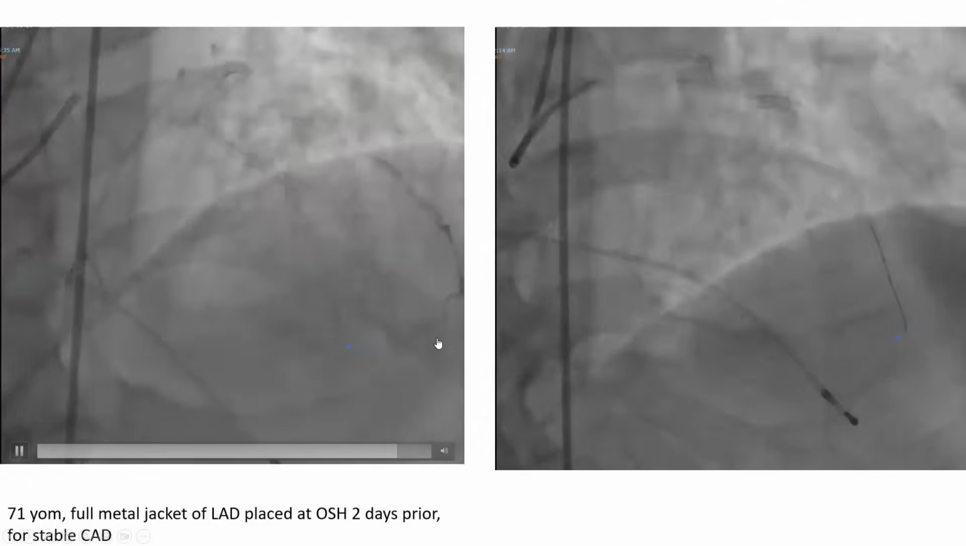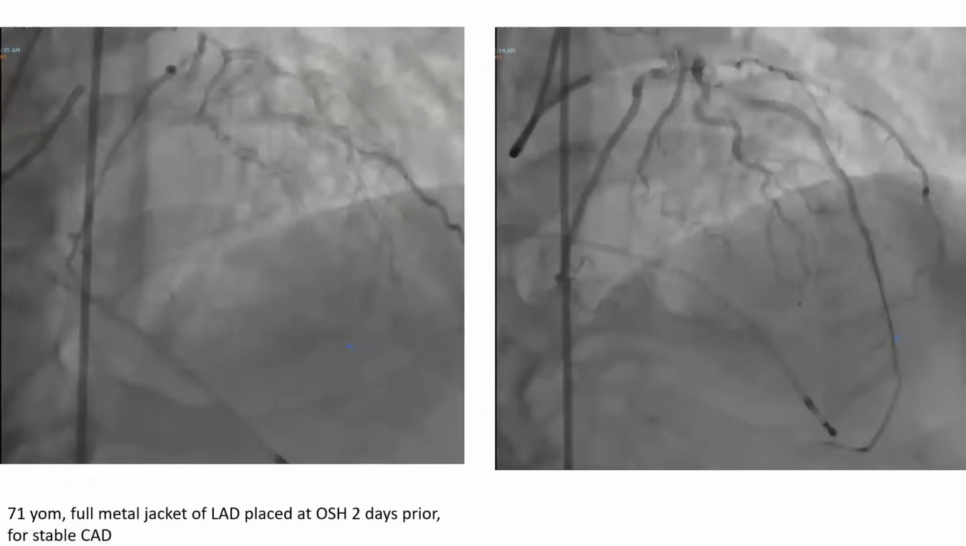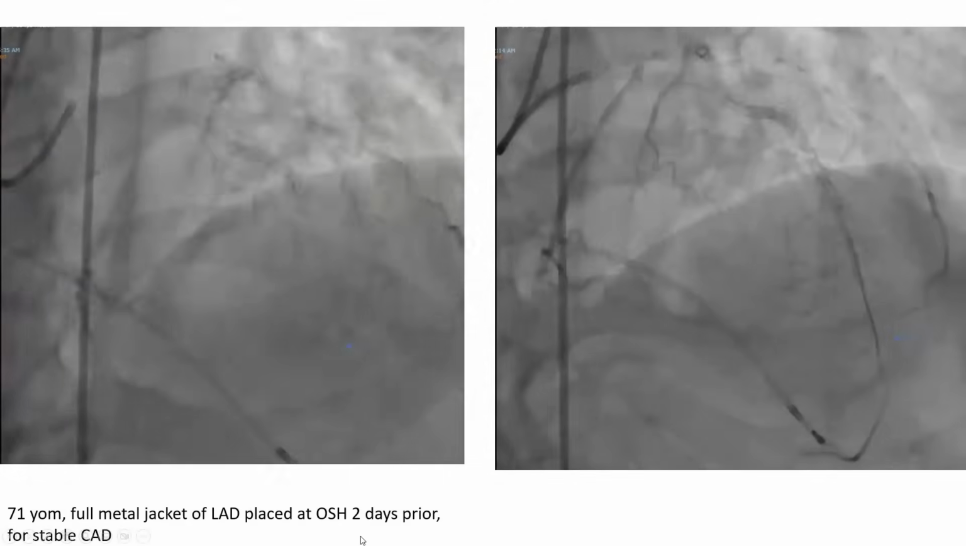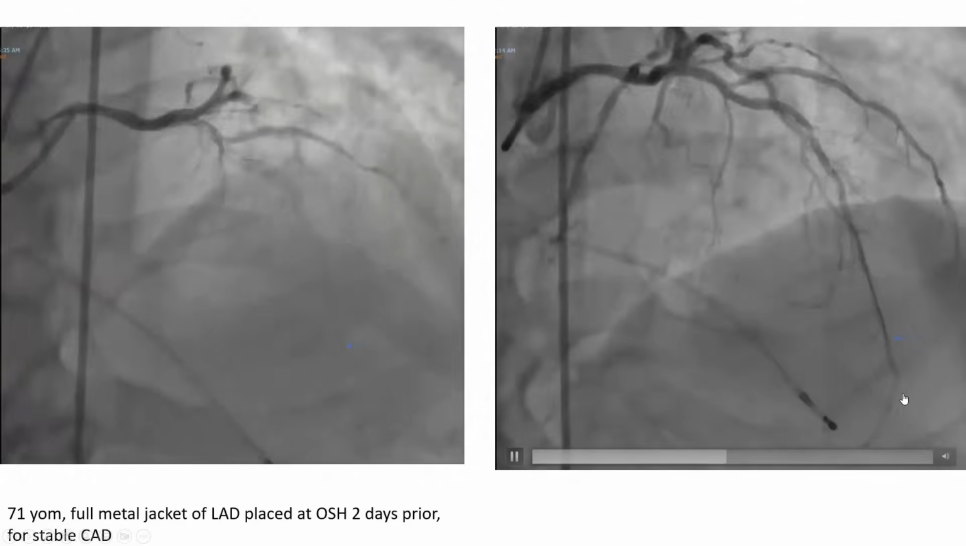Please don't stent vessels proximal to the tip. It will thrombose. This is a poor man who had just stable angina. He ended up with a massive anterior MI.